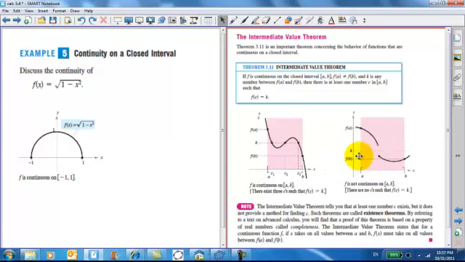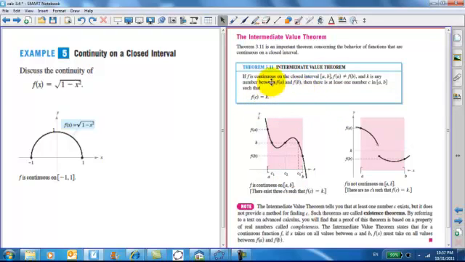Now look at the exception over here. In this case, k is between f of a and f of b, but because the function isn't continuous, we never do attain the value of k there. Now, the intermediate value theorem is an existence theorem. It tells you there must be a point. It doesn't tell you where it is, but it proves that there must be some value of c in this interval to make f of c equal to k.